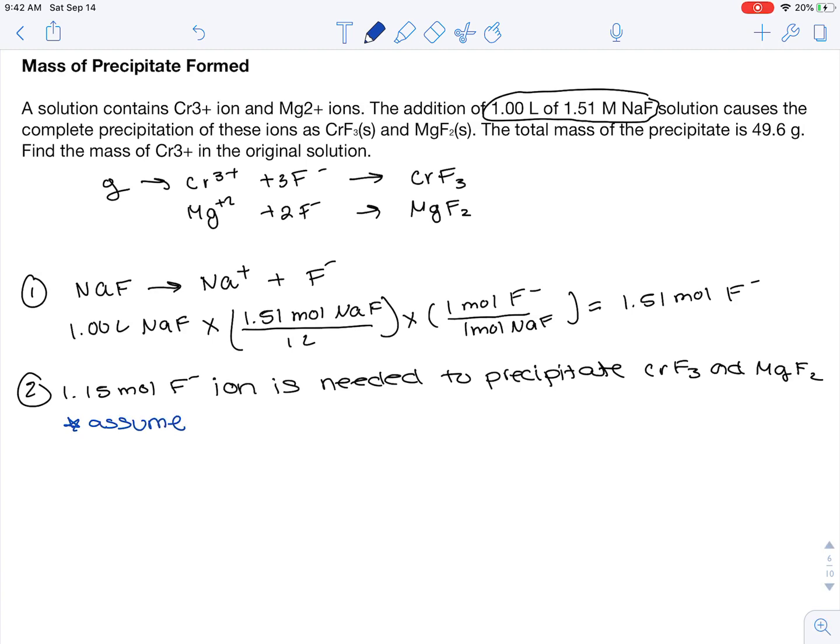I'm going to assume that chromium 3 plus is x and magnesium 2 plus is y. And I know that the fluoride from each will add up to the moles of fluoride ion. Well, I have 3 moles of fluoride in chromium 3 fluoride and 2 moles of fluoride in magnesium fluoride. And so I'm going to add that into my equation, giving me 3x plus 2y is therefore equal to 1.51 moles.